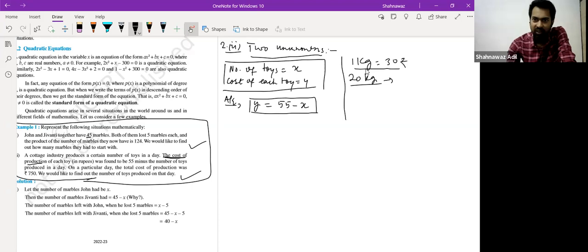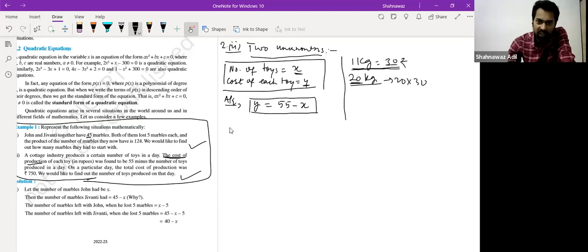Someone said something. Adil or Ahmad, did you say something? So 1 kg is 30, so 20 kg is how much? 20 into 30, that is 600. Yes, Ahmad, correct. So it is the cost of each kg times the total amount. Similarly, the cost of each toy and the number of toys that you produce.